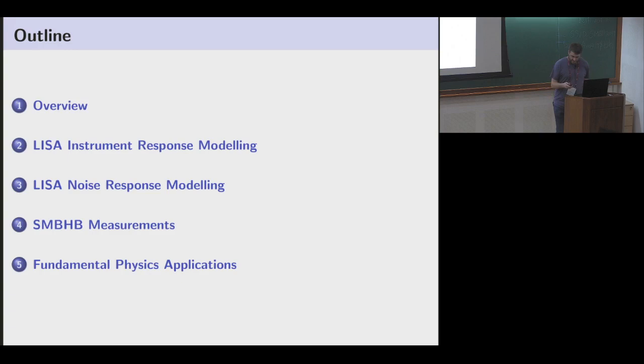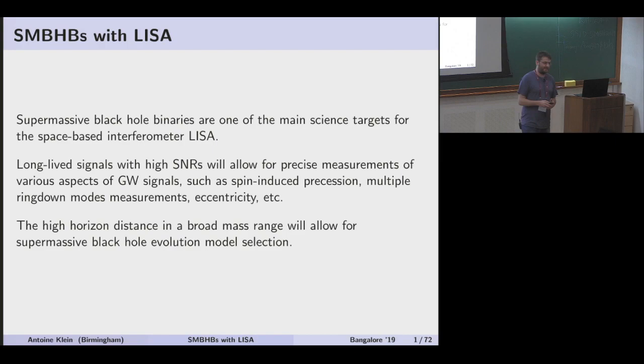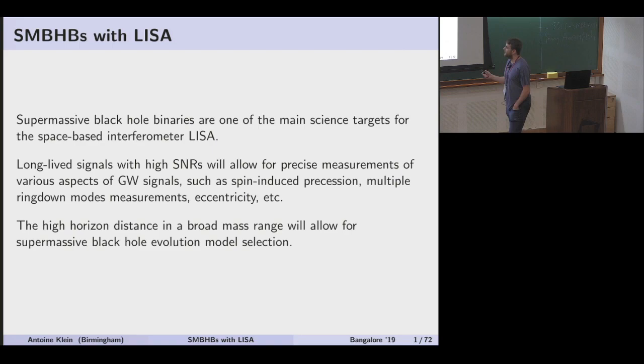So supermassive black hole binaries are one of the most important sources for LISA. That's really what the detector was designed to do, to detect such binaries. These will have very long-lived signals with very, very high signal-to-noise ratio. The loudest ones will have signal-to-noise ratio up to a few thousand. So from the point of view of waveform modeling, that will be a big challenge to model those sources.